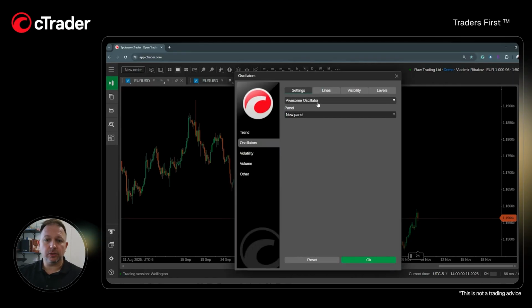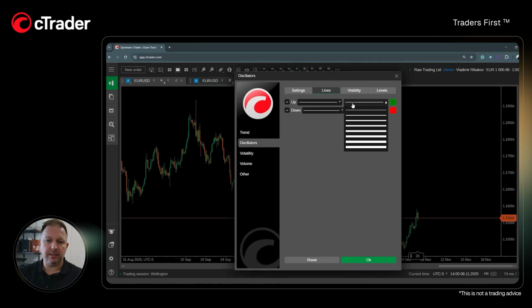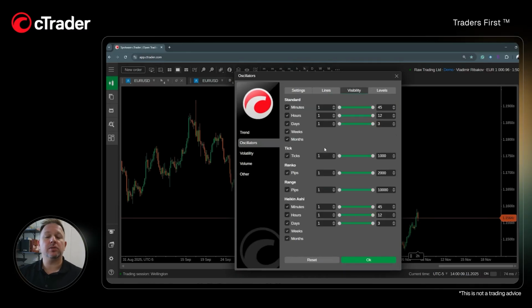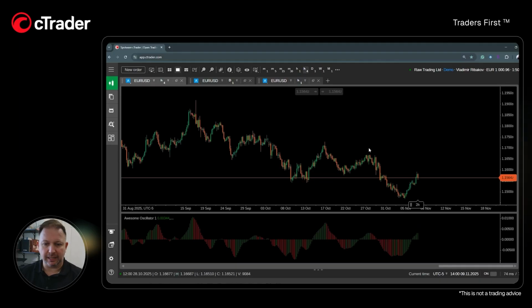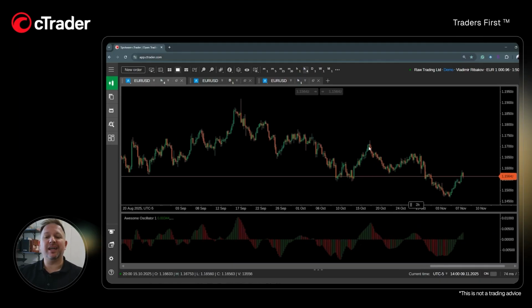You can choose where you would like to apply that, in the panel or on the chart. You can choose the style and the thickness of the lines, as well as the visibility on what time frames and what chart types you would have that. And here it is, voila!